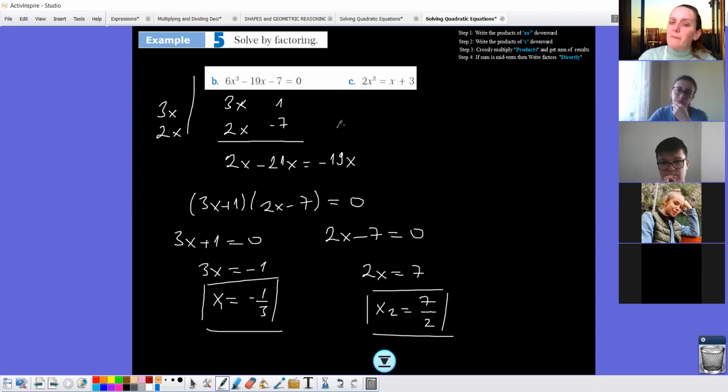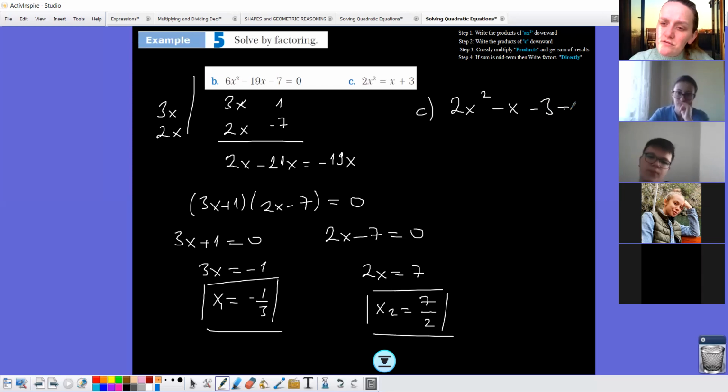Let's do C. Here, the C. Directly, you cannot do the factorization here. Firstly, you need to write it in standard form. What does standard form mean? Equal to 0. Yes, equal to 0. Then it will be 2x squared, I'm solving C, minus x minus 3 is equal to 0. Now you can do the factorization. Try to find the correct factors.